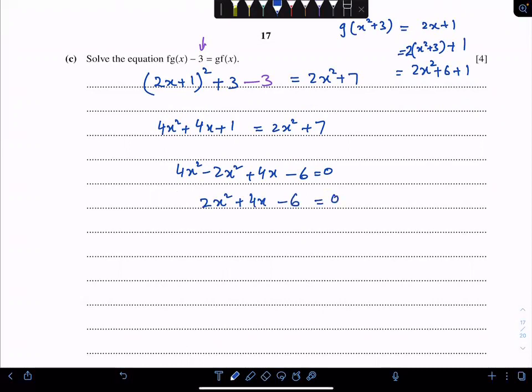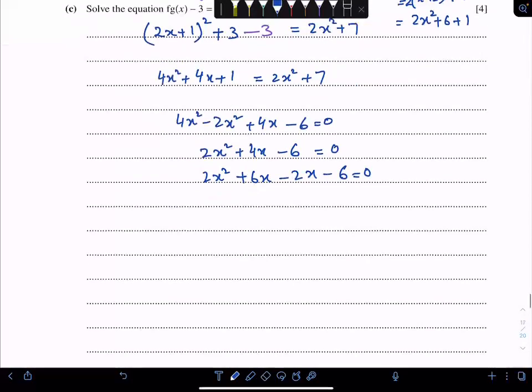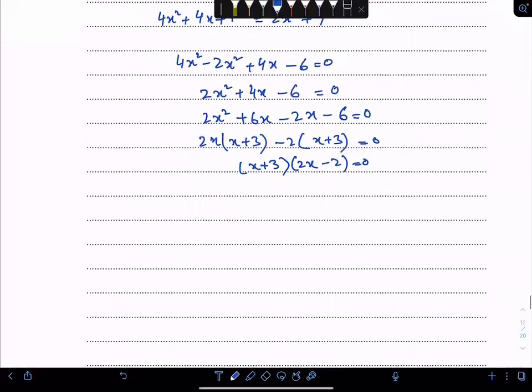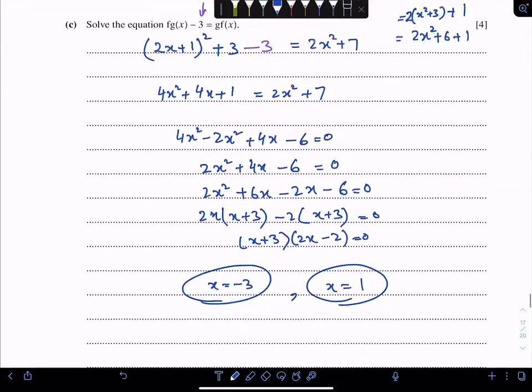Factors of 12: 6 and 2. Minus 2x is minus 6 equal to 0. Then 2x, x plus 3 minus 2, x plus 3 is equal to 0. x plus 3 and 2x minus 2 equal to 0. x is equal to minus 3 and x is equal to 2 by 2, it will become 1. Yes, x is equal to 1. So x is equal to minus 3.